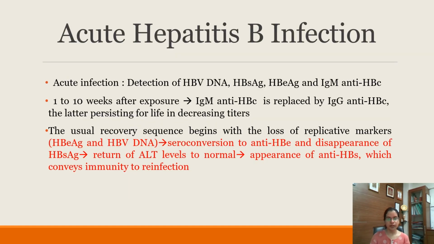So, acute hepatitis B infection. In acute infection, there is detection of HBV DNA, hepatitis B surface antigen, HBeAg, and IgM antibody against the core antigen. One to 10 weeks after exposure, this IgM is replaced by IgG, and it persists for life in decreasing titers. The usual recovery sequence begins with the loss of replicative markers: first HBeAg and HBV DNA, with seroconversion to anti-HBe and disappearance of HBs antigen. ALT levels return to normal, and then anti-HBs appears, which means that the person is resolving. There is immunity to reinfection.